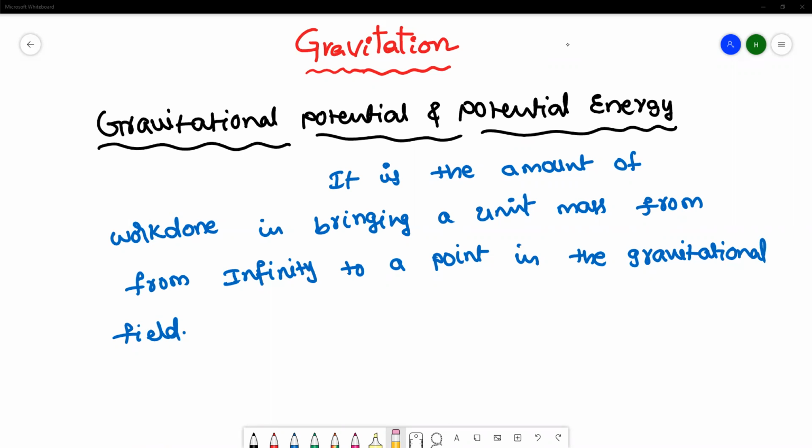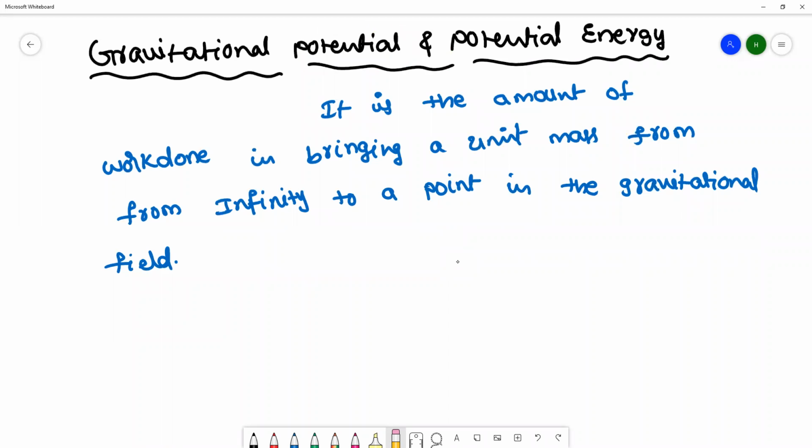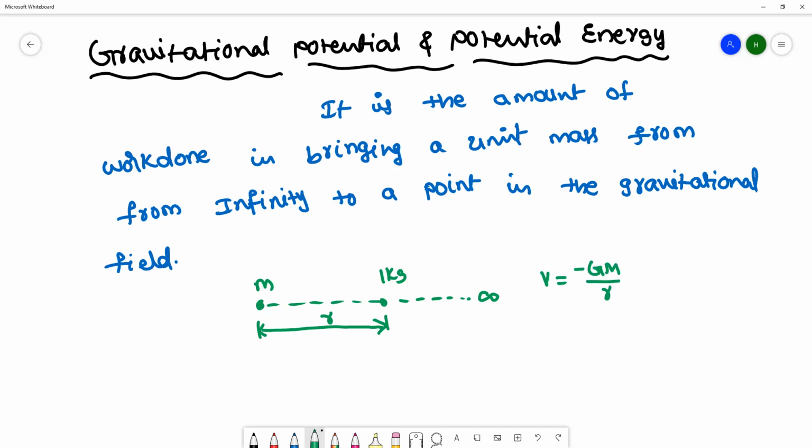In this video, I am going to start with the gravitational potential and the potential energy. Take two point masses. One is mass m1, which is M, and I'm going to consider one unit mass, 1 kg. It is the amount of work done in bringing a unit mass from infinity to a point, kept at a distance of r. You can write V is equal to minus G into M divided by R.